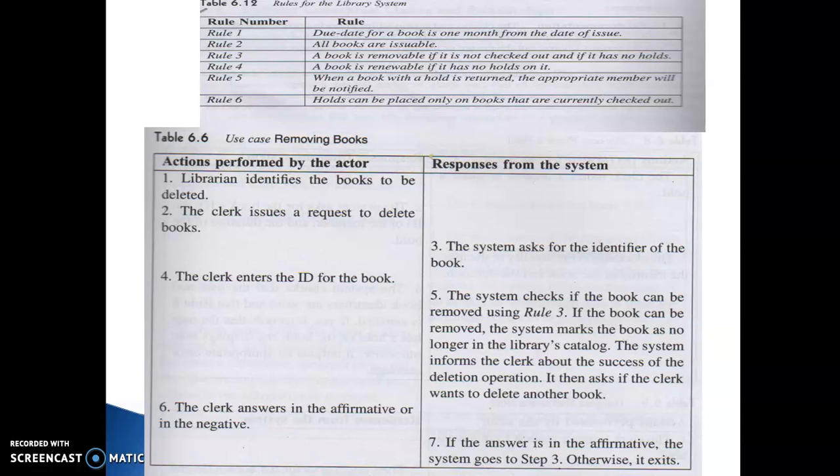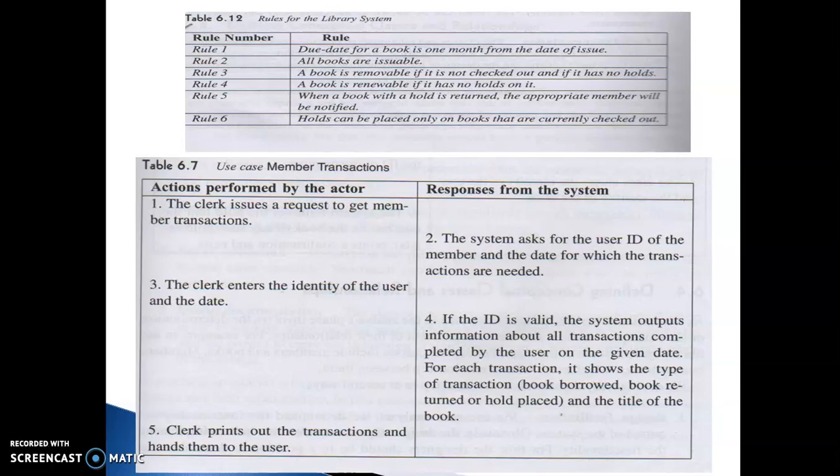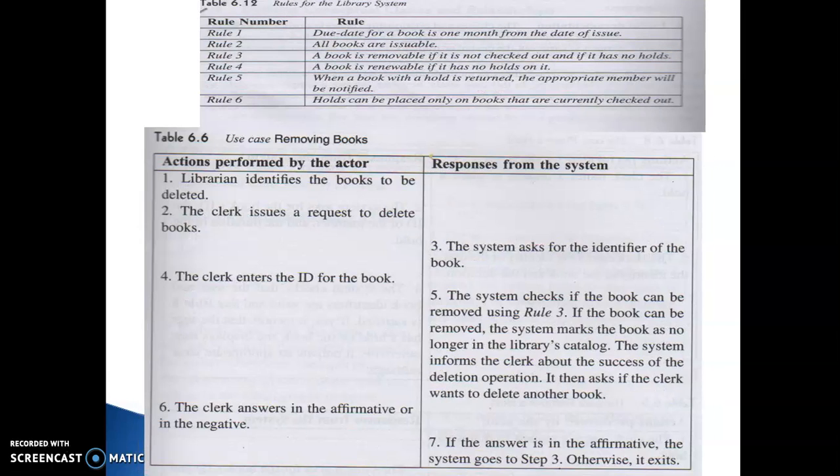Next, we'll see the use case removing books from the library, and there are certain rules to be followed over here. What is this rule table? And here also, the entire module is all about the library information system. What all the activities the library takes care of. So the same thing you are learning here, and we'll see the remaining part in the next video.